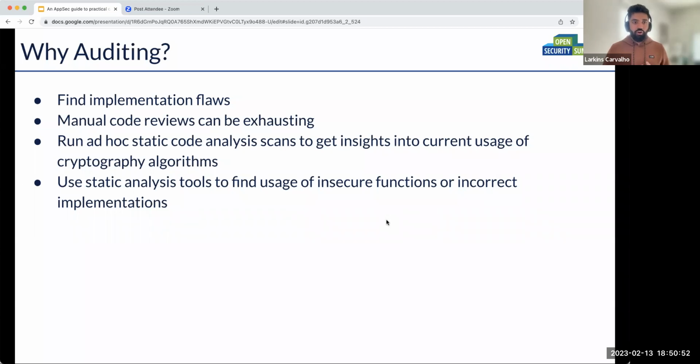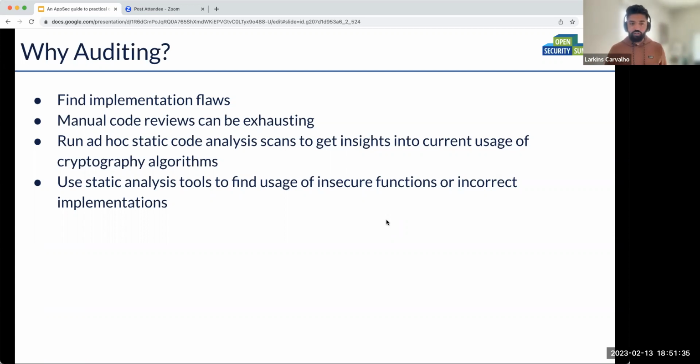Auditing. What can auditing help us with? It can help us find implementation flaws. Manual code reviews are exhaustive. It's very difficult to do code review for tens of thousands of lines of code. So how do we get insights into source code to look for cryptography flaws? Even if you can find these flaws or get insights, it's very difficult to create that mind map of how this maps to each and every security requirement we have. But this is a good way to start looking into cryptography by running ad hoc analysis using static code analysis and then getting insights into insecure functions.